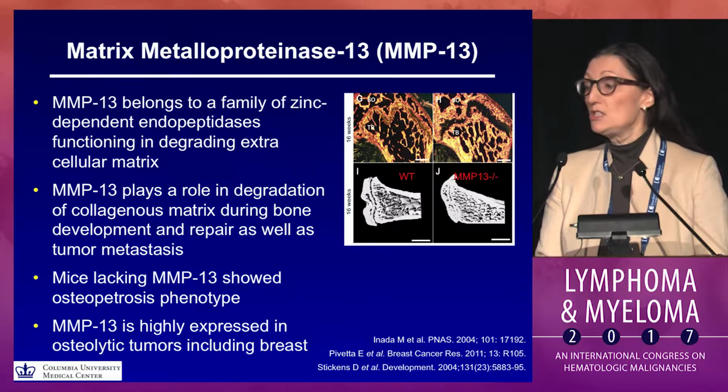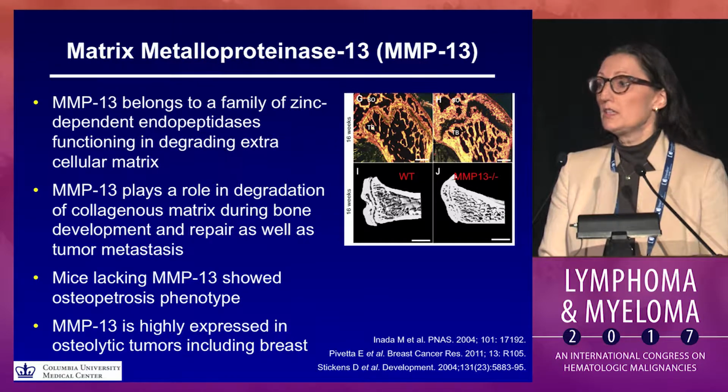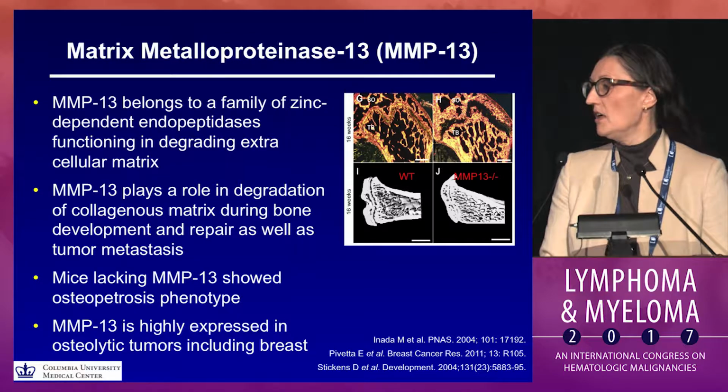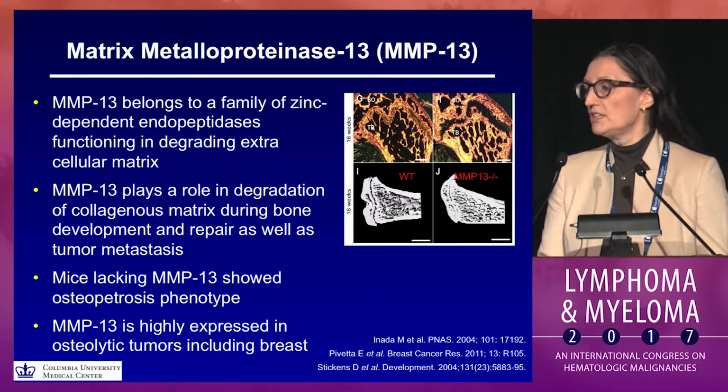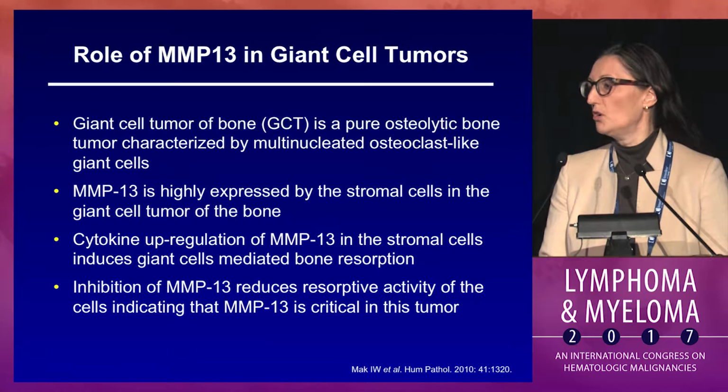Interestingly, MMP13 knockout mice have an osteopetrotic phenotype, as you can see here. There is much more trabecular bone in the knockout mice in comparison to the wild type. Also, MMP13 is highly expressed in other osteolytic tumors, for instance, in breast cancer tumors.